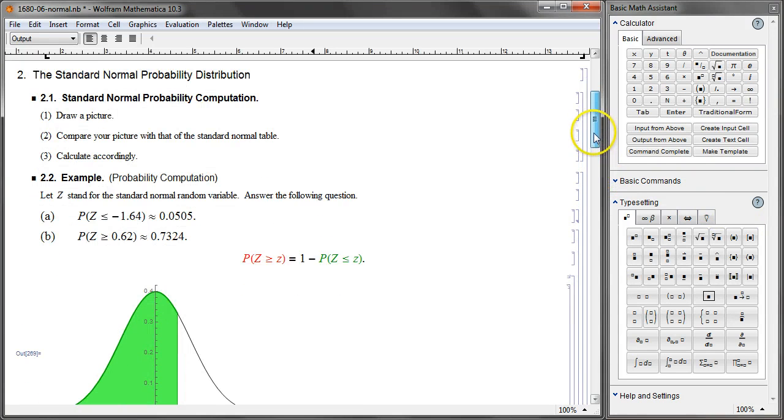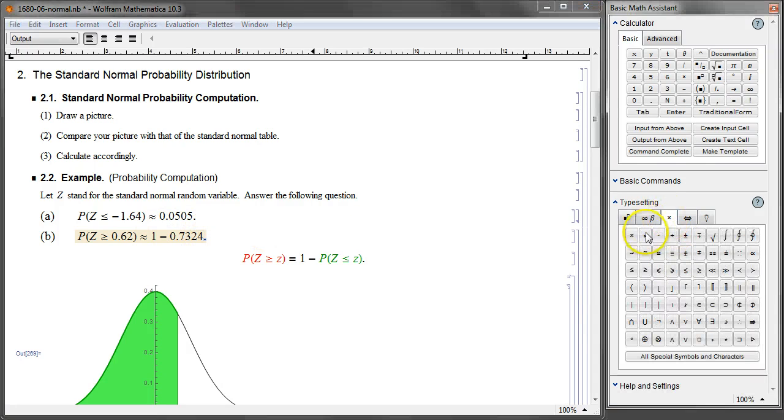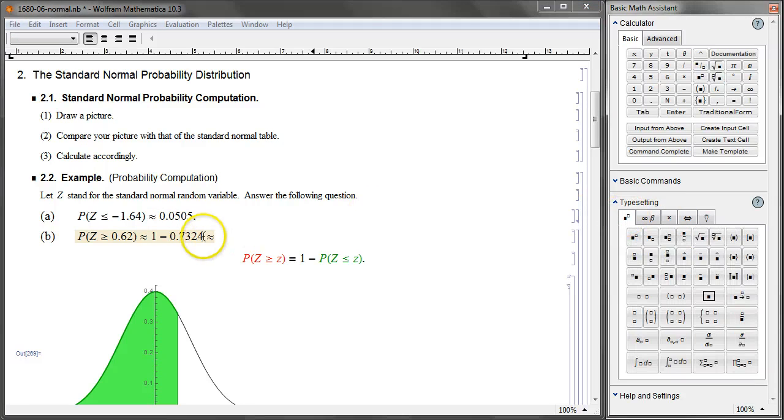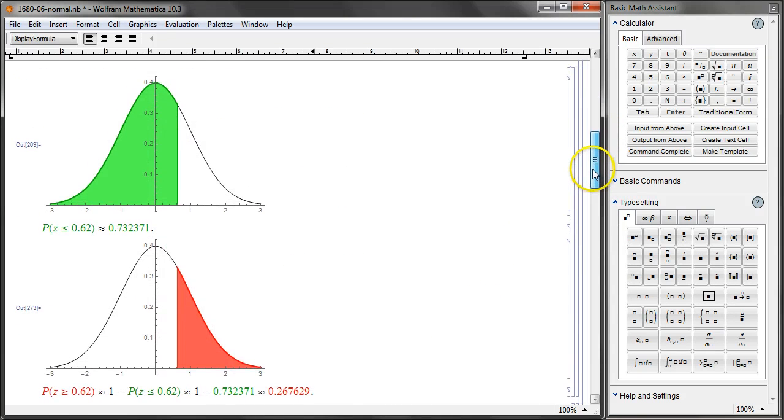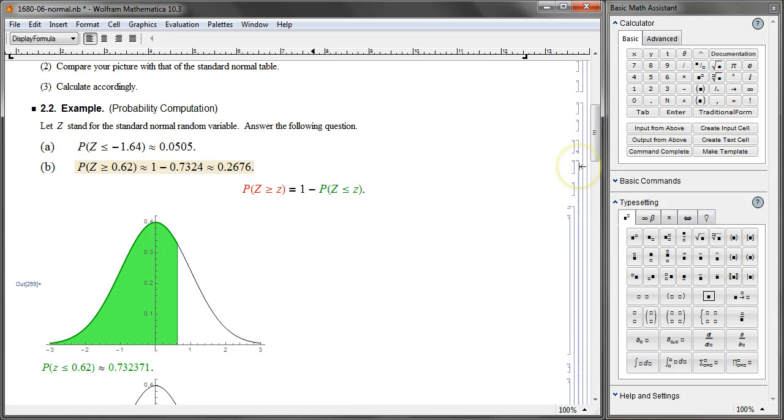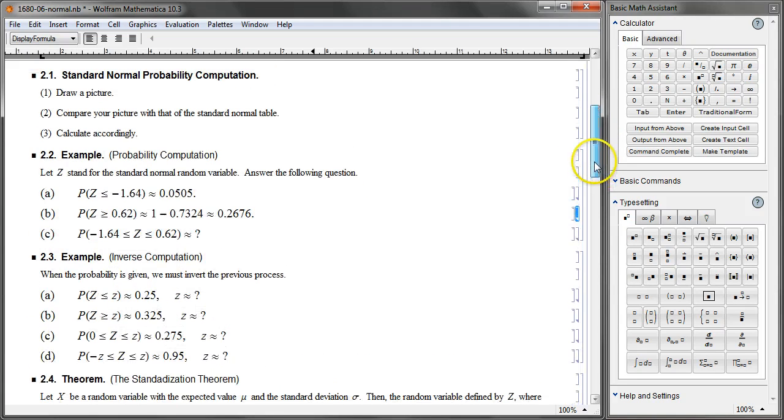So instead of just going over this table and just getting 0.7324, we get 1 minus that. Consequently, this is equivalent to, approximately speaking, 0.2676. Is that right? Yes, approximately speaking, that's right. And that's how you can take care of the probability that z is greater.